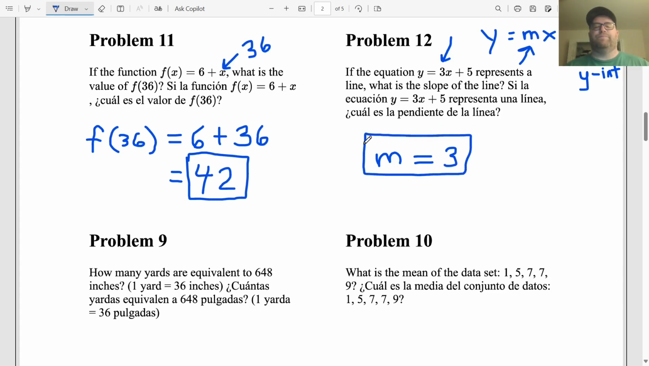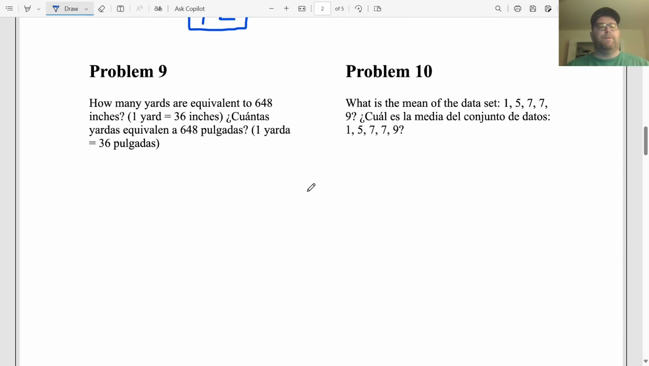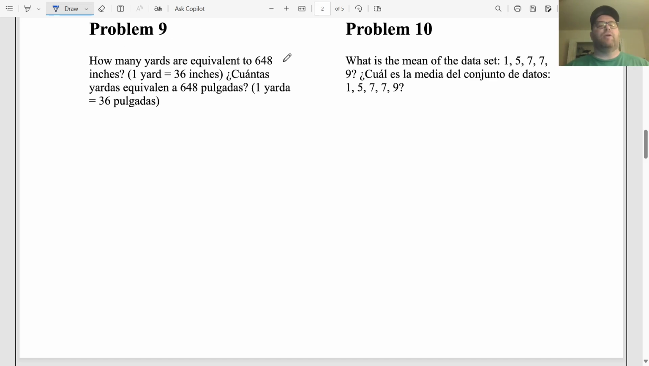All right? All right, let's keep going. Problem 9. How many yards are equivalent to 648 inches? Now, 1 yard equals 36 inches. So we're going to take 648, and that's inches, and then multiply by our conversion factor, which is 1 yard for every 36 inches.